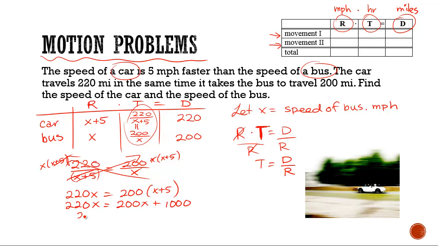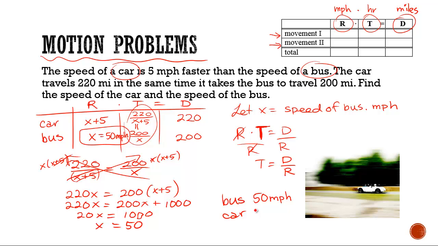Subtract the 200x, you have 20x equals 1,000. Divide by 20, and you get x equals 50. So what does that tell us? Well, that tells us that the bus is 50 miles per hour. So you can say that the bus's speed is 50 miles per hour, but the car is going 5 miles per hour faster, which is 55 miles per hour.